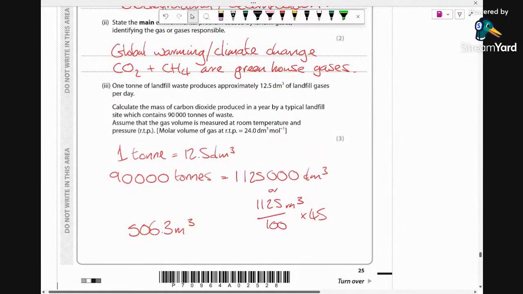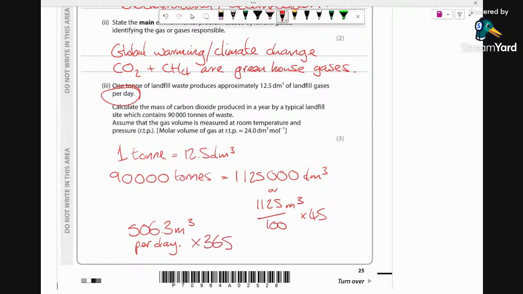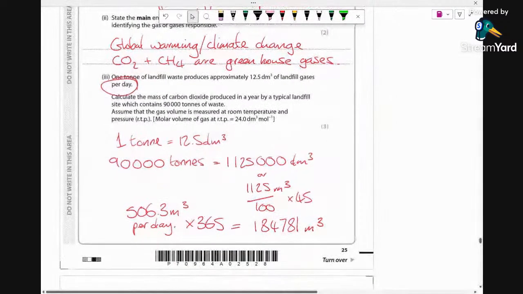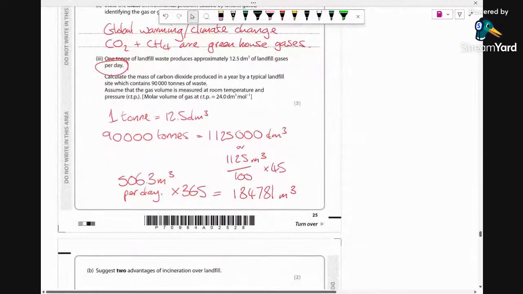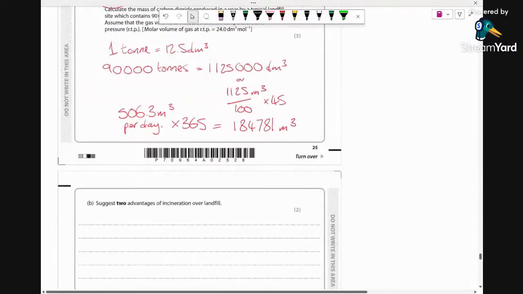Gross. Oh, and this was in a day. Per day. So close. Meters cubed per day. You see, Mr. Duncan, RTFQ, just read them through. Be careful. And this says per year, times 365, gives me, holy guacamole, 1,847,81 meters cubed. Gotta love it. I'm glad I switched to meters cubed now. I was going to get a redonkulous number. Can't wait to see the mark scheme.